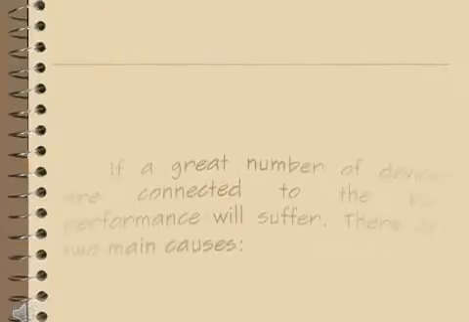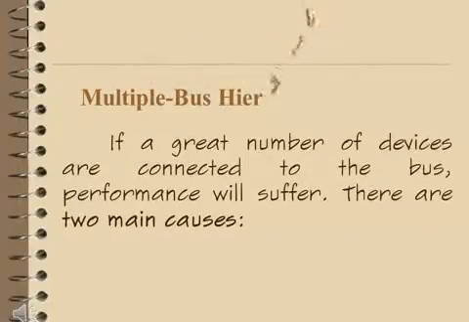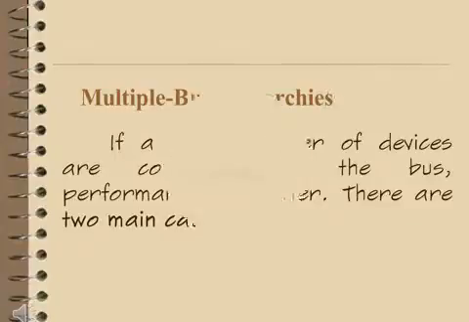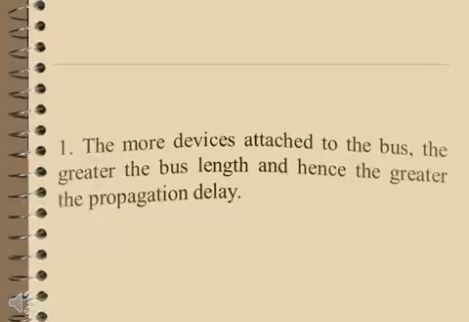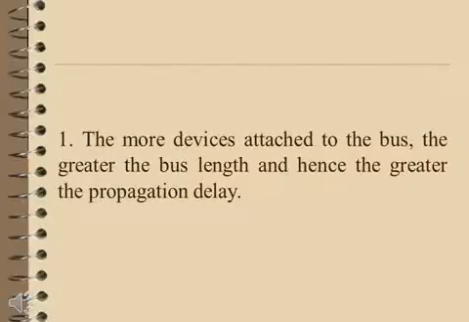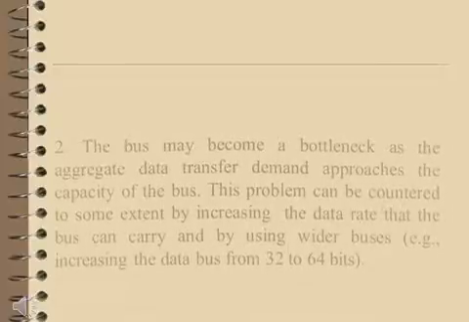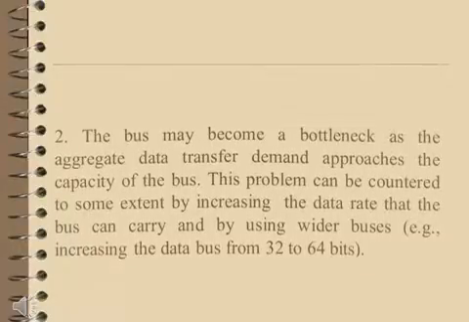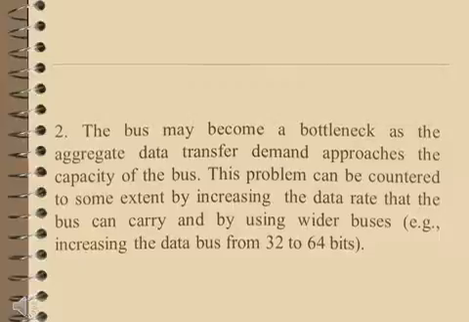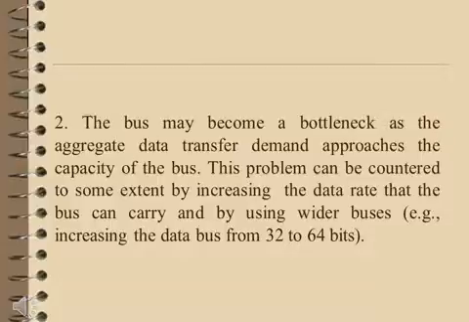Multiple bus hierarchies. If a great number of devices are connected to the bus, performance will suffer. There are two main causes. First, the more devices attached to the bus, the greater the bus length and hence the greater the propagation delay. Second, the bus may become a bottleneck as the aggregate data transfer demand approaches the capacity of the bus. This problem can be countered to some extent by increasing the data rate that the bus can carry and by using wider buses. Example, increasing the data bus from 32 to 64 bits.